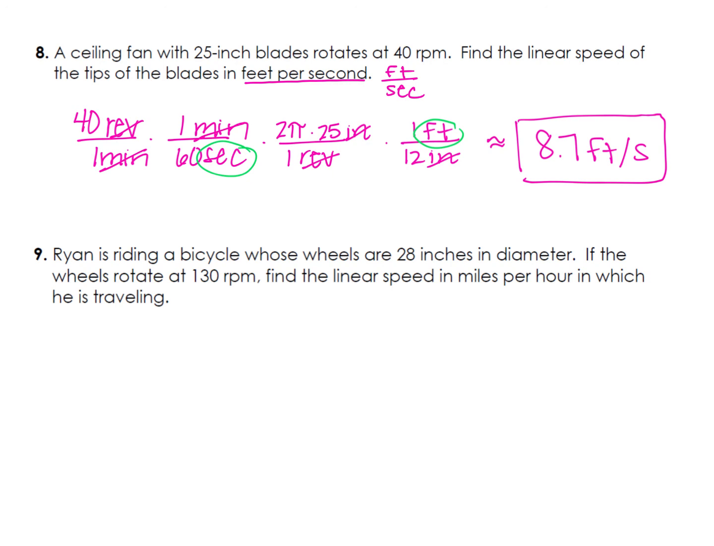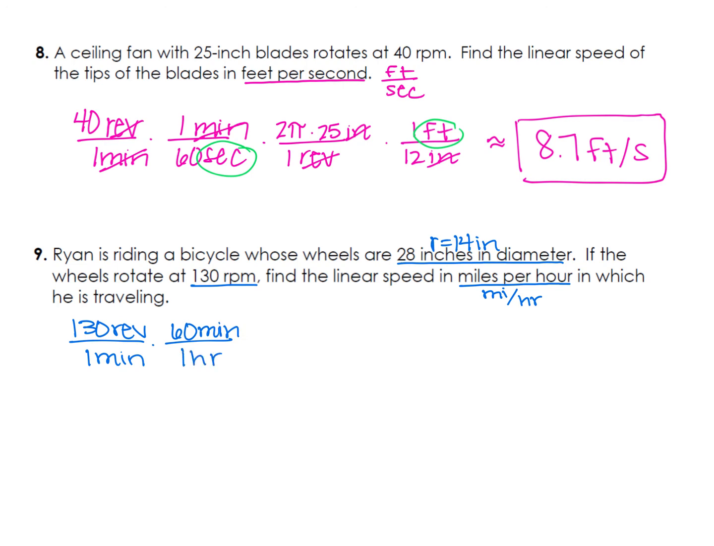And the last one, Ryan's riding a bicycle whose wheels are 28 inches in diameter. So we know the radius is 14 inches. If the wheels rotate at 130 revolutions per minute, find the linear speed in miles per hour. So I'm going to start with my 130 revolutions in 1 minute. Convert minutes to hours. There are 60 minutes in 1 hour. So I'm in hours.